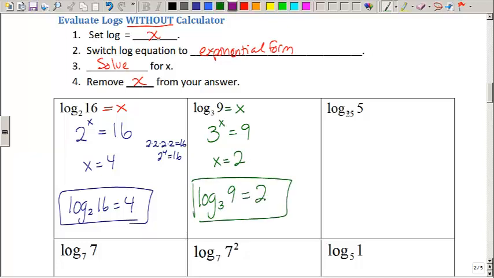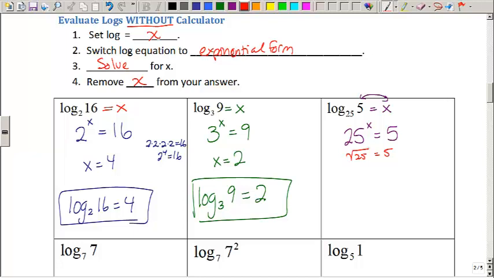Looking at the next problem, log base 25 of 5, I don't know what that is, so I'm going to let it equal x. I let it equal x, so it's an equation. So now I can change this equation into an exponential equation. 25 raised to the x power equals 5. Notice the 5 and the x are switching sides. So now I'm trying to figure out 25 to the what equals 5. This one's a little bit harder than the last two. I know that the square root of 25 is 5, but that's not an exponent.